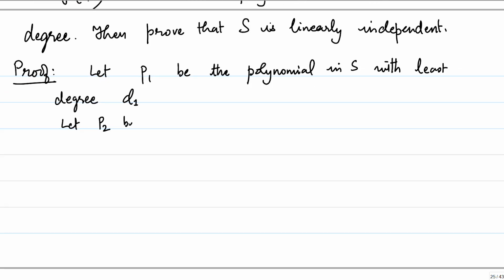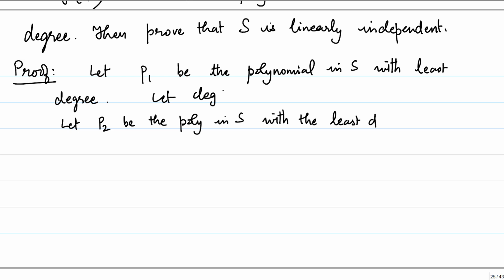So, let P2 be the polynomial in S with the least degree greater than D1. Let the degree of P1 be equal to D1. So there will be only one such polynomial, and let the degree of P2 be equal to D2. So notice that D1 is less than D2, and so on. So pick Pk.